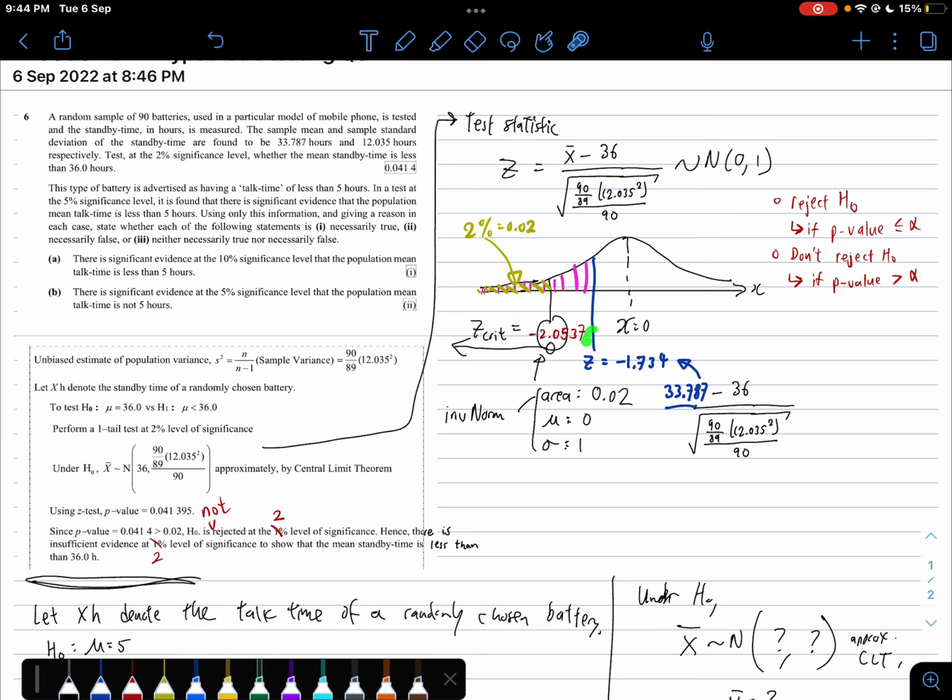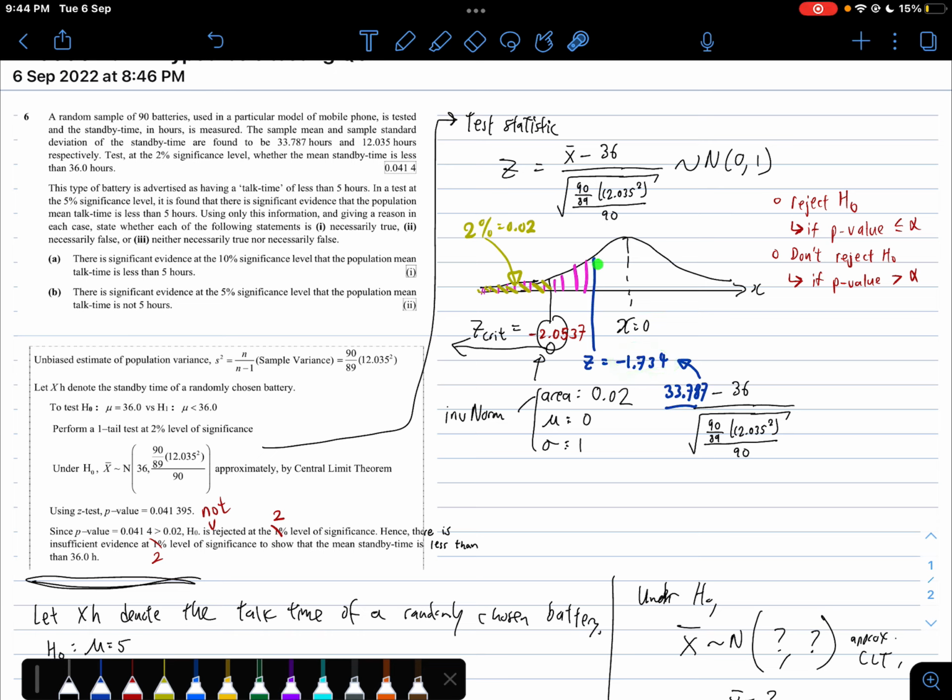Now we try to calculate the test statistic z value. How do we get that value? We use the formula here, and then we substitute in the 33.787 sample mean that was given to us. Substituting it in, we will be able to obtain this negative 1.734. Actually, this negative 1.734 can also be obtained when you're doing the z-test along with the p-value, as one of the information given by the GC.